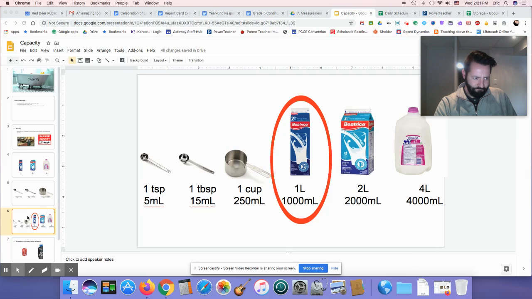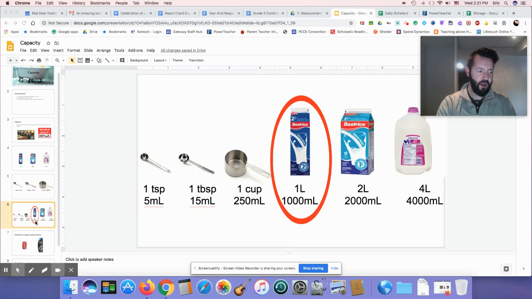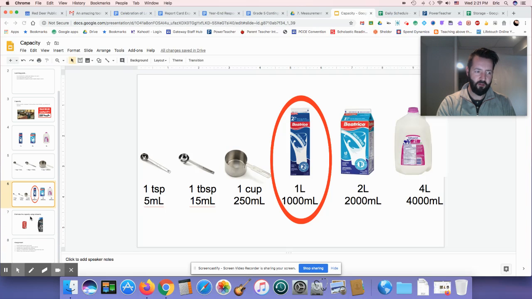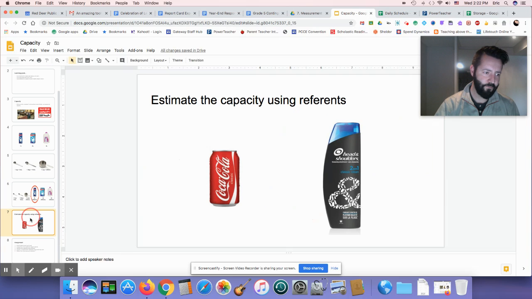Okay, so now that we understand what a milliliter and a liter is, and we've chosen references to help us identify how much space each one of those units of measure would take up, now we're going to get into that third learning goal for today, which is estimating the capacity of random objects using references.